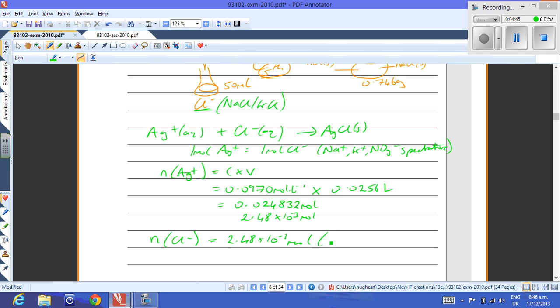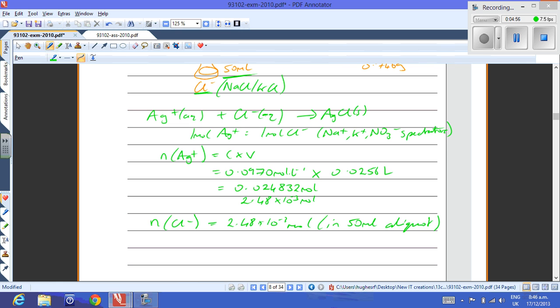And that's in your 50 mL aliquot, which was in the conical flask. That's in your conical flask right there. You have 2.48 × 10^-3 moles of chloride ions. And to work out the concentration of chloride ions, using your concentration equals moles over volume triangle, concentration equals the moles divided by the volume.